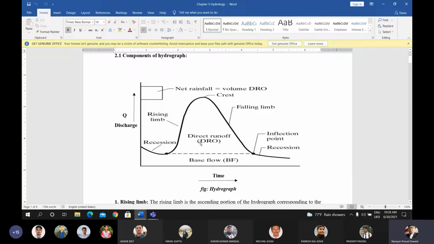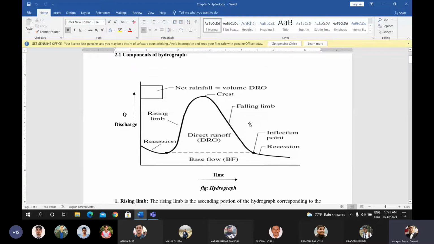This is the direct runoff, which is also called DRO, or the ordinate of DRS or SRO. Sometimes it is also called surface runoff, or direct runoff, or the hydrograph is called DRH, direct runoff hydrograph, or SRH, surface runoff hydrograph. Okay, this is the hydrograph.